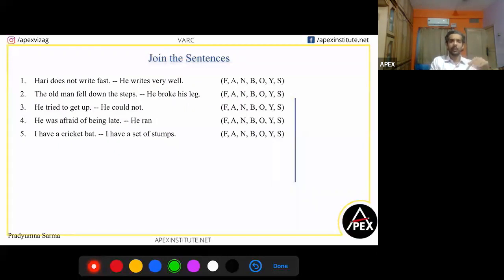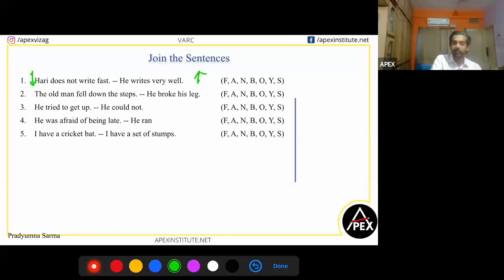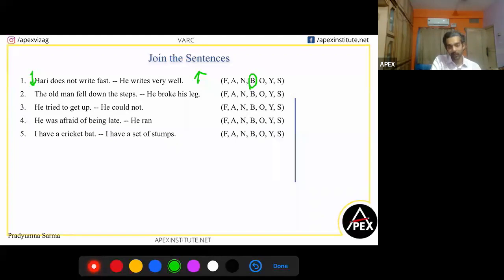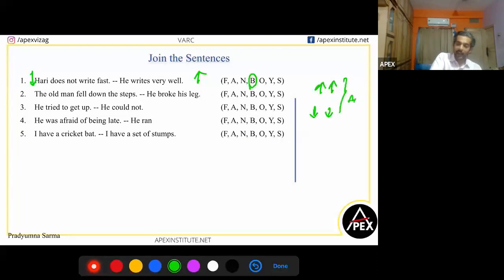So, please, join these sentences using the different coordinating conjunctions. Hari does not write fast, dash, he writes very well. Now, can you see that the first part is a negative thing and the second part is a positive thing? Very good. So when you have one positive, one negative, you use "but". But both positive or both negative, you'll use "and".